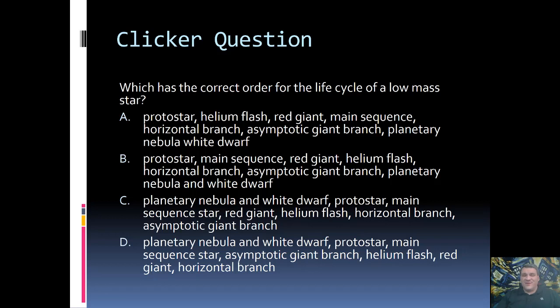Alright, so which of these is the correct order? It is B. The correct answer is B.